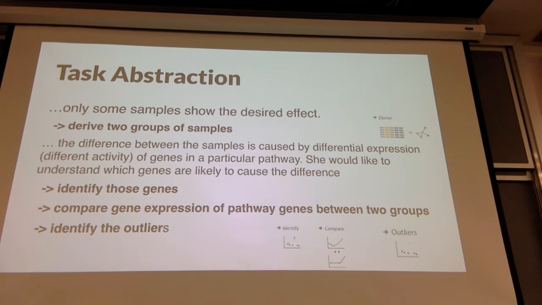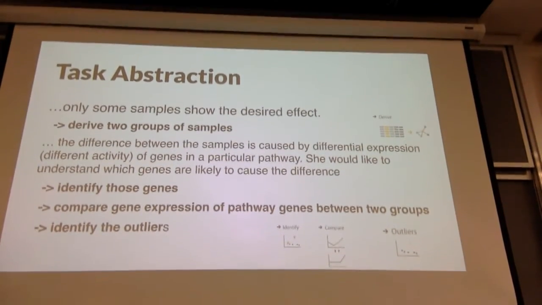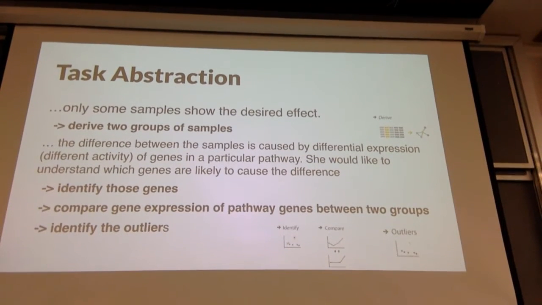And then if we parse that statement, the difference between the samples is caused by differential expression, different activity of genes in a particular pathway. If you would like to understand which genes are likely to cause the difference, first we identify the genes that are in the pathway. Then we compare the gene expression of the pathway genes between those two groups, and by doing this comparison, we can identify these outliers, which genes behave differently in this pathway between those two groups.